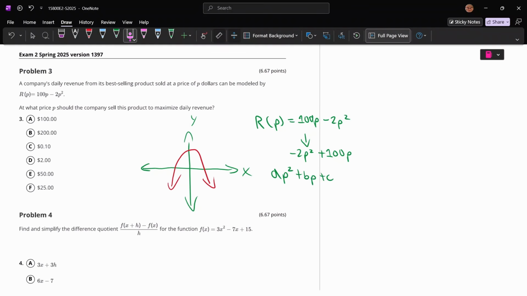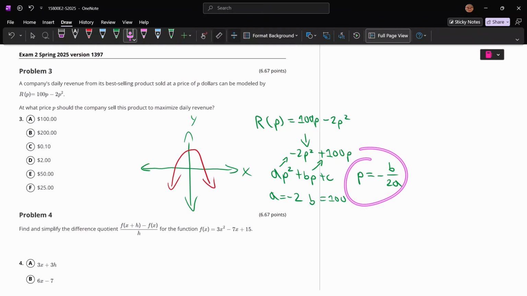You can clearly see how in this case A is going to be equal to negative 2 and B is going to be equal to 100. I'll write some arrows so you can see. Those are the two numbers that A and B correspond to. And then there's a formula that we can use to find the vertex pretty quickly for quadratic expressions. The vertex is at P equal to negative B over 2A.